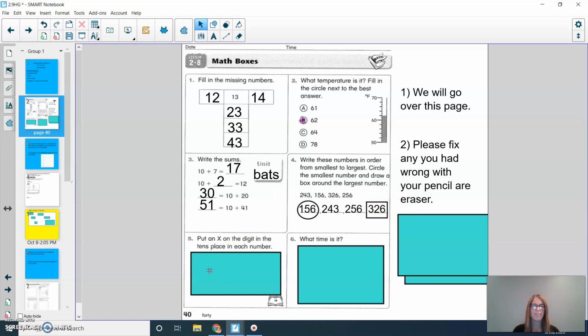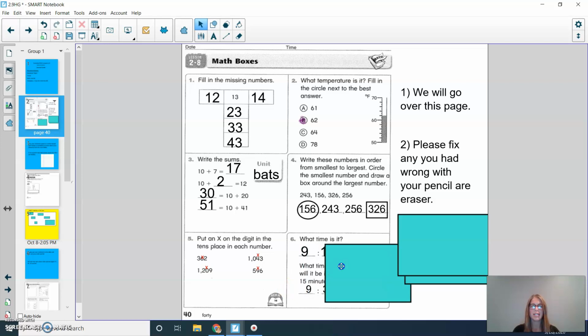For question 5, put an X on the digit in the tens place in each number. So in my first number, I had my X over the 6 in 362. Then in 1209, my X was over the 0. In 1043, my X was over the 4. And in 596, my X was over the 9.